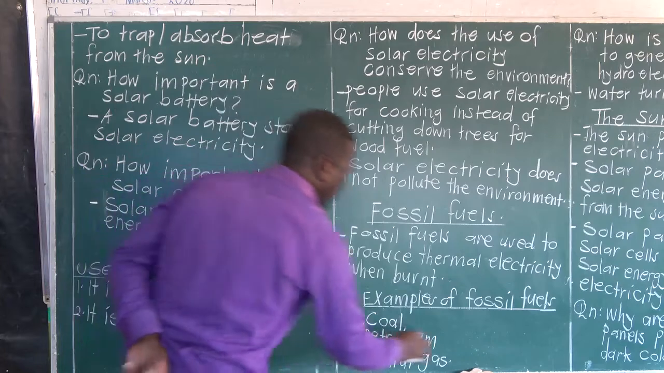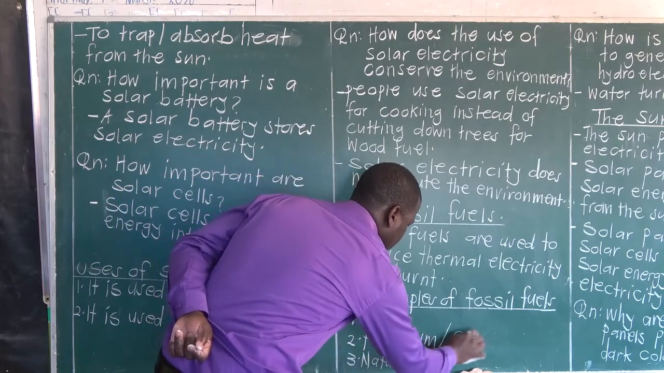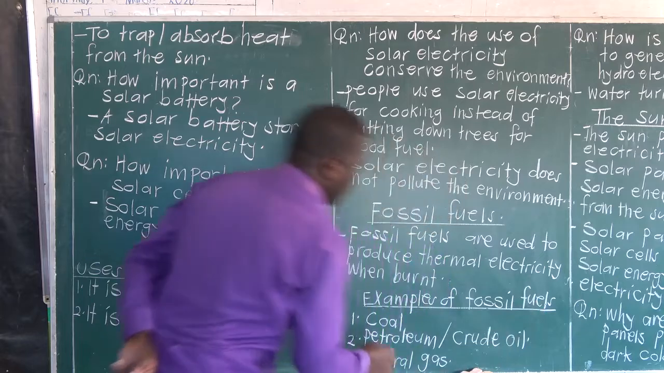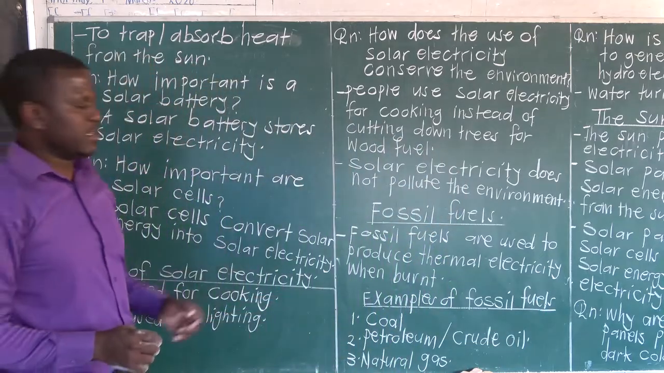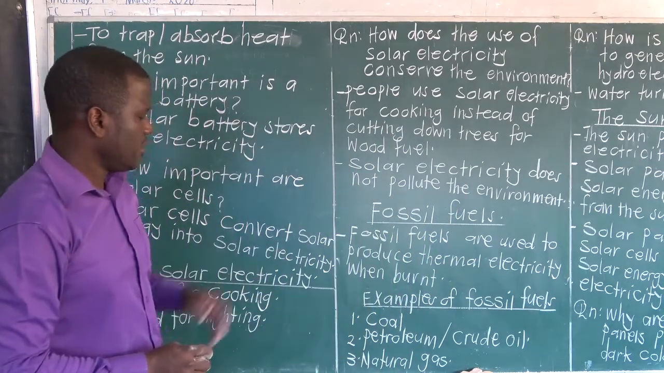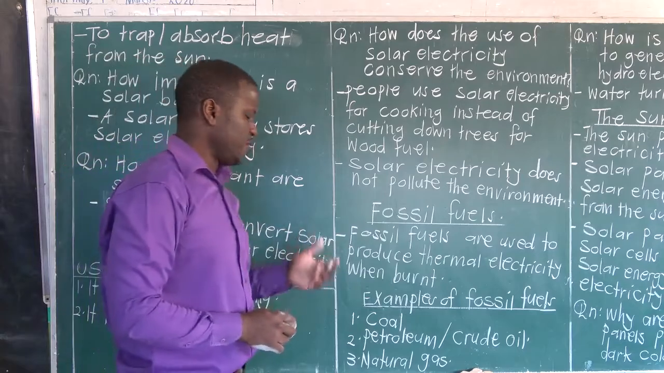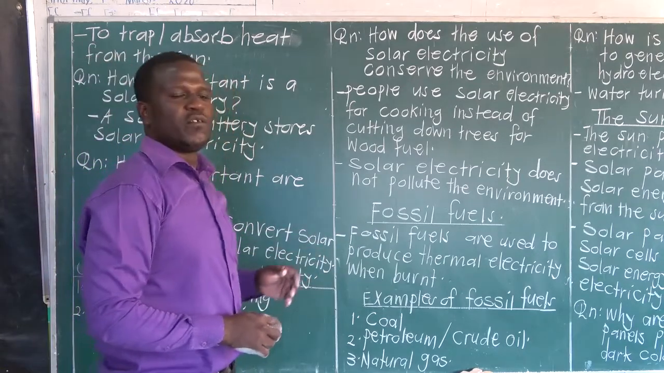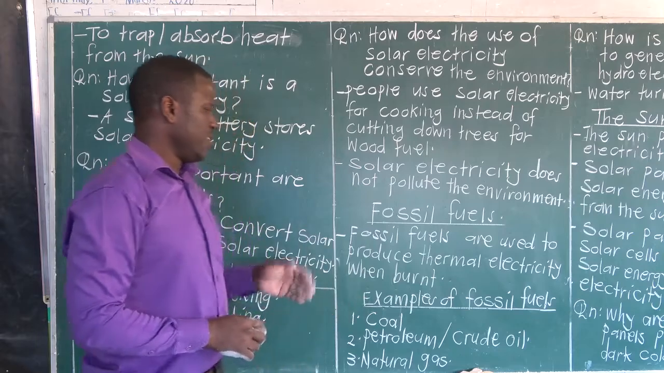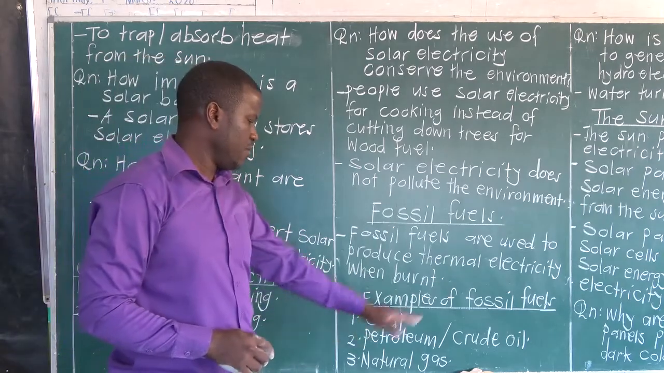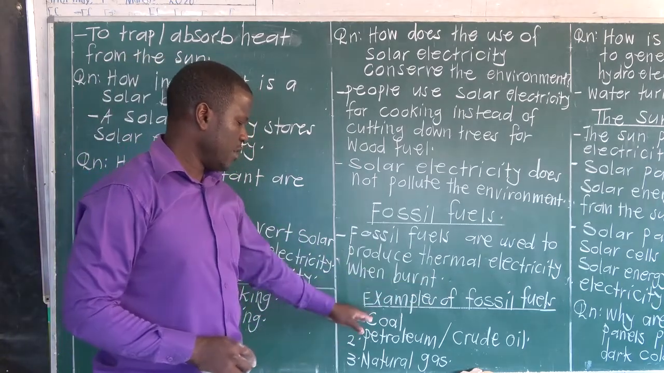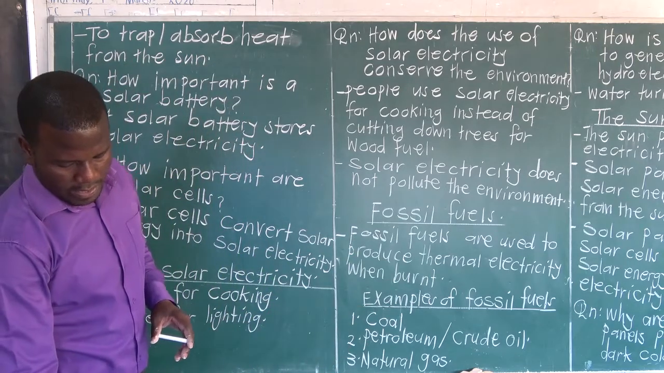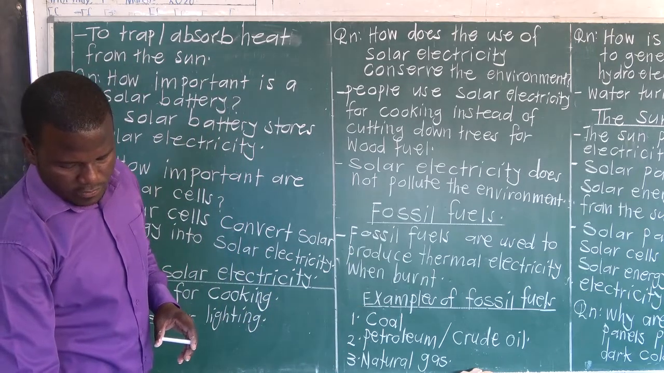If you cannot write the word petroleum, you can write crude oil. From petroleum, we get petroleum products like diesel, jet fuel, petrol, paraffin, and so on. Those are products of petroleum. But the fossil fuel is petroleum or crude oil. Then we have coal and natural gas. When you burn coal, you can get thermal electricity.